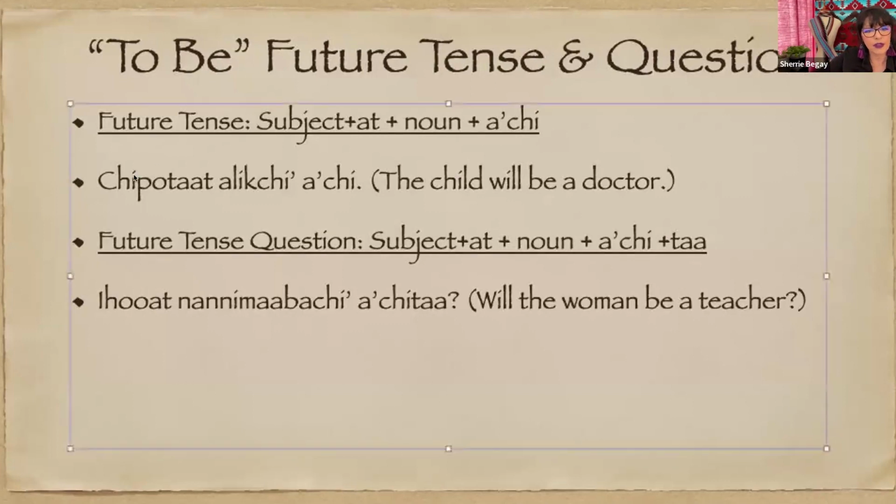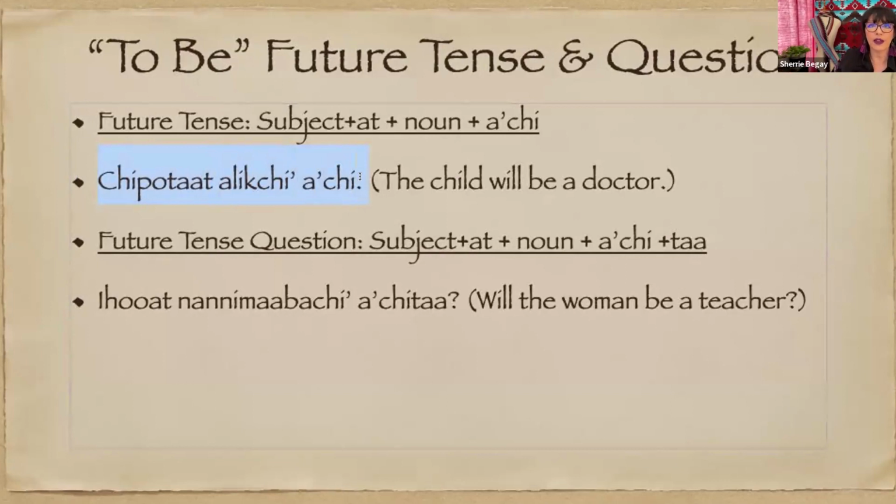So we have our child. Well, now the child's going to be a doctor. So our word for doctor is alikchi. Chapotat, we've got our child and we've got our at ending here to say that this is the subject. Chapotat alikchi achi. The child will be a doctor. So now we've got a future tense to be sentence.